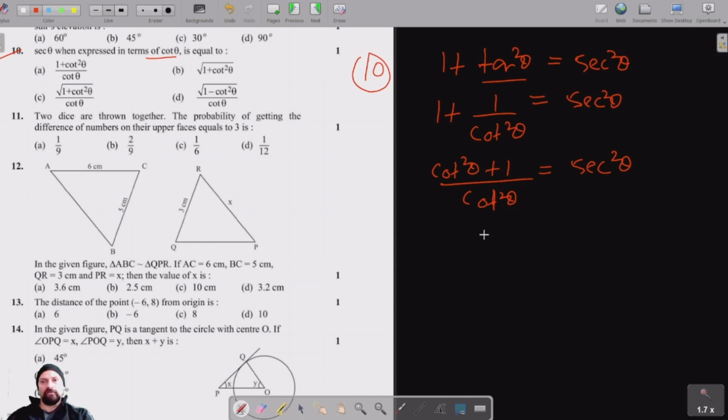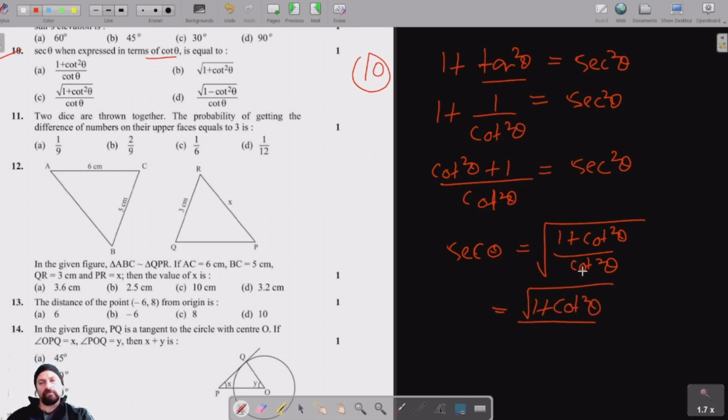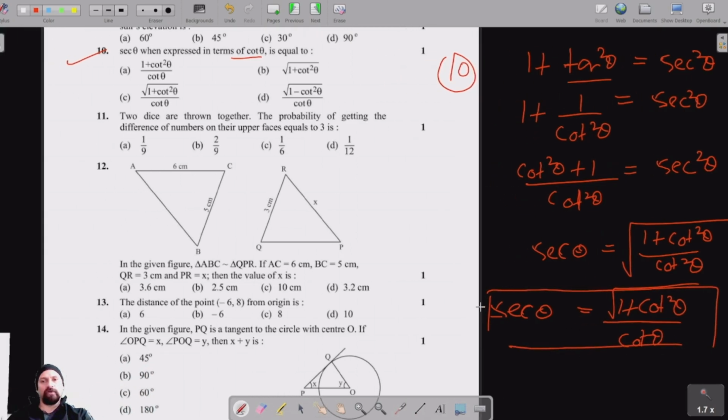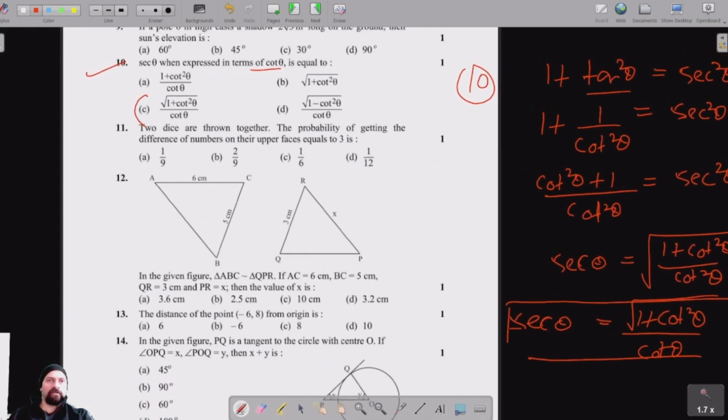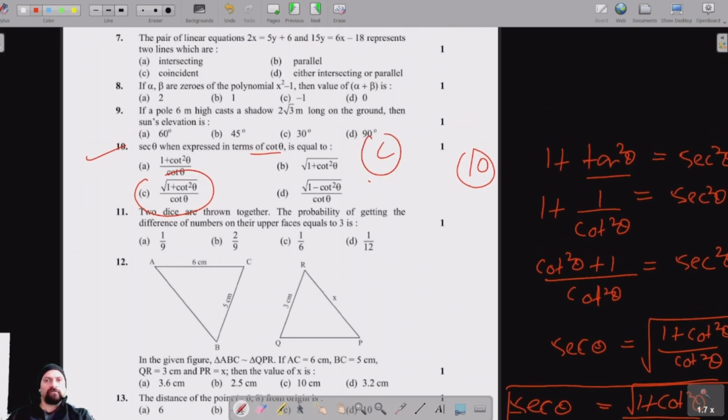Now secant squared theta, so secant theta is equal to the square root of 1 plus cot squared theta upon cot squared theta, and the root of cot squared theta is cot theta. So secant theta in terms of cot theta is the square root of 1 plus cot squared theta, upon cot theta, which is option C. So option C is the correct answer.